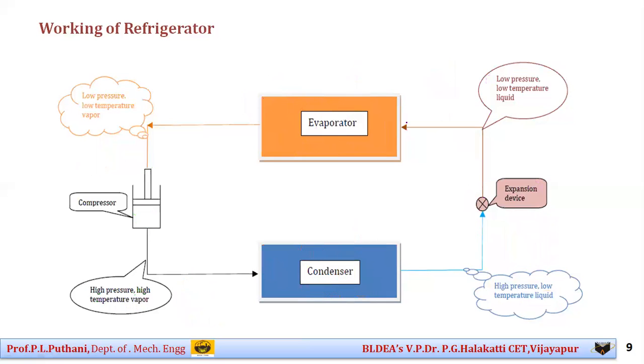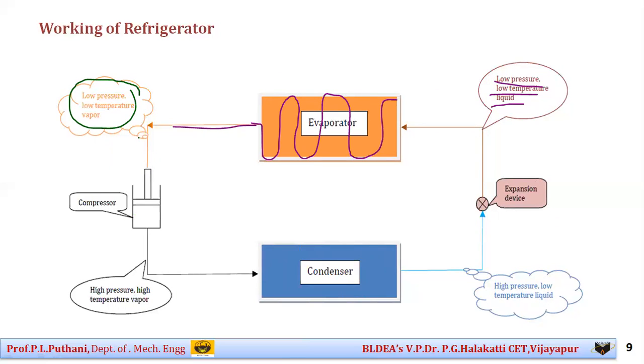So initially, as I said, the refrigerant at a low temperature, low pressure liquid phase enters the evaporator. Inside the evaporator, it absorbs the heat of the food materials present inside. By absorption of heat, evaporation takes place at low pressure, due to which it gets converted into vapor phase. Then this low pressure, low temperature vapor refrigerant enters the compressor, where it is compressed to high pressure and high temperature with the help of a piston cylinder arrangement device.